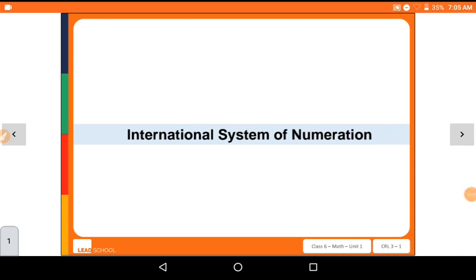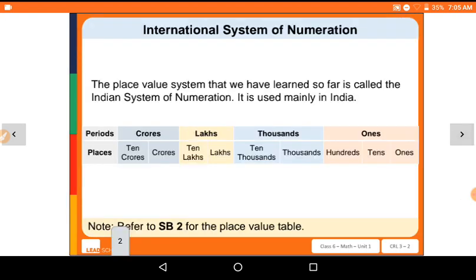Now, this is after using the Indian system, this is the international system of numeration, the same way, but with a little bit of changes in the international system. Just we have to check out the international system, how to represent it. The place value system that we have learned so far is called the Indian system of numeration. It is used mainly in India.